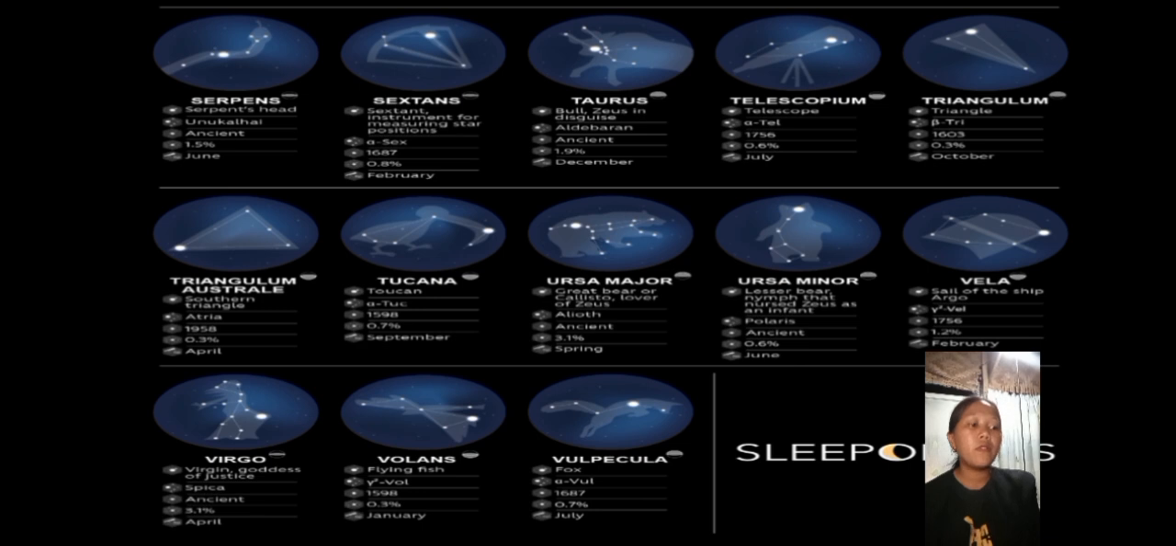So Vulpecula, the fox. So that is all the 88 constellations of the stars, and also that is all about the universe. So that is all about my topic. Thank you, everyone.